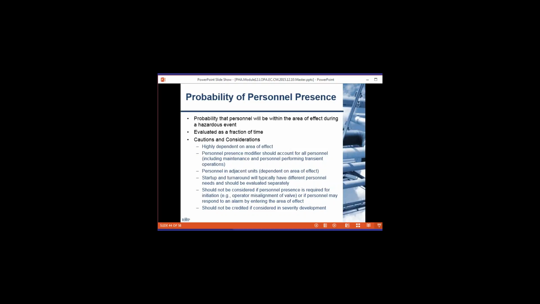Personnel in adjacent units, startup and turnaround, typically you're going to have different personnel needs and should be valued separately. Generally in a HAZOP and LOPA, we do startup and turnaround as their own separate nodes anyway, since they are unique to normal operation.